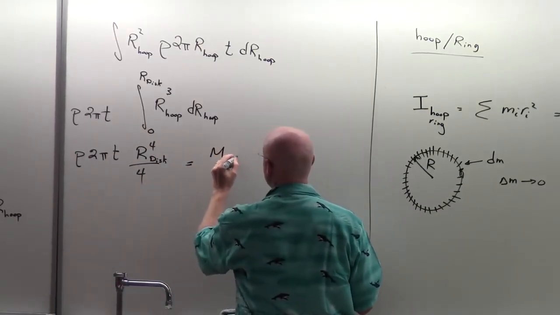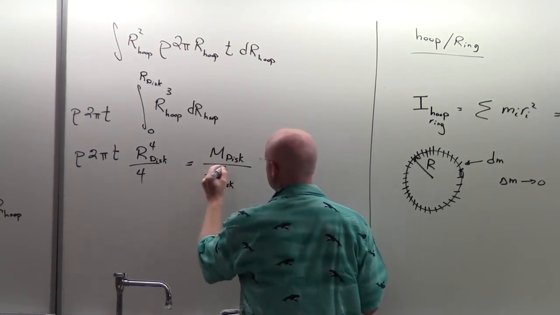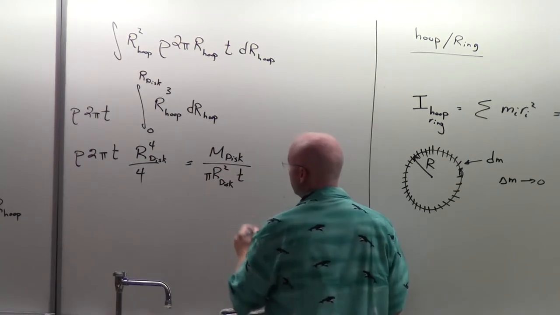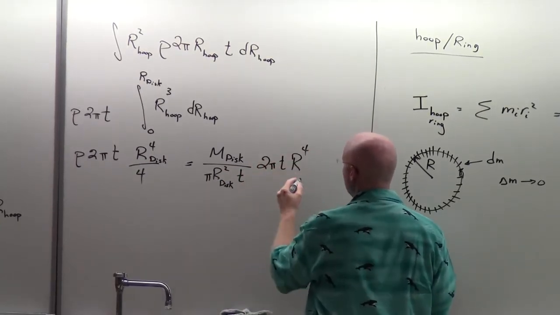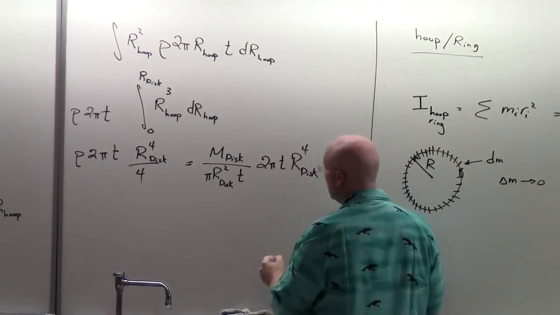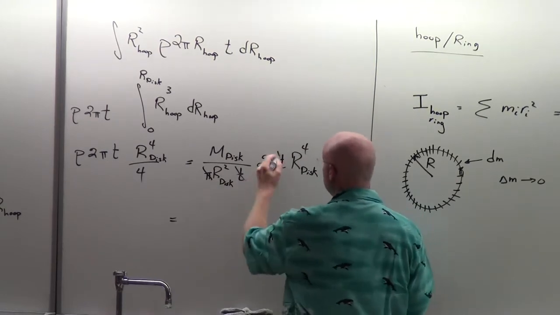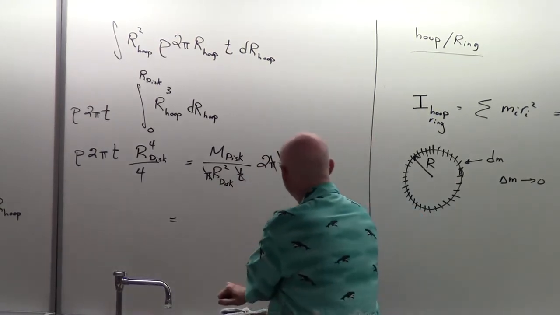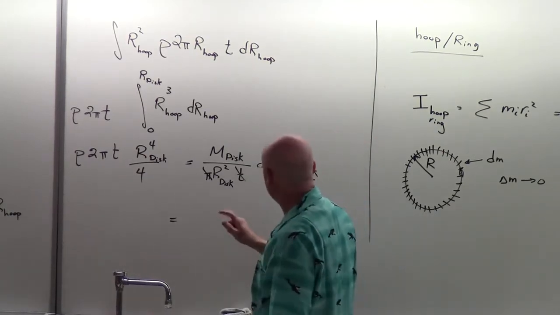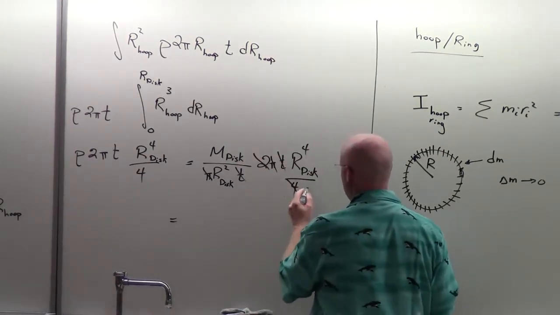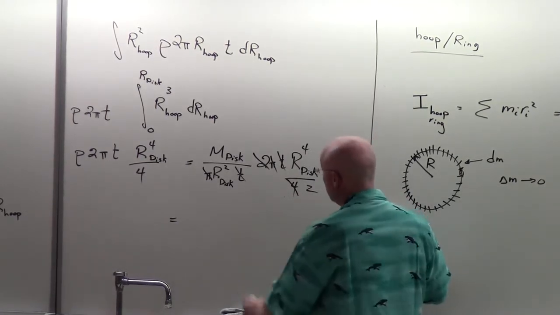mass of the disk divided by pi r of the disk squared times the thickness, then times the 2 pi thickness, then times r to the 4th of the disk. And now a bunch of things simplify. For example, the pi's go away, the t's go away. Oh, I forgot my 4. Sorry about that. The 2 cancels with that 4, giving me a 2 downstairs.